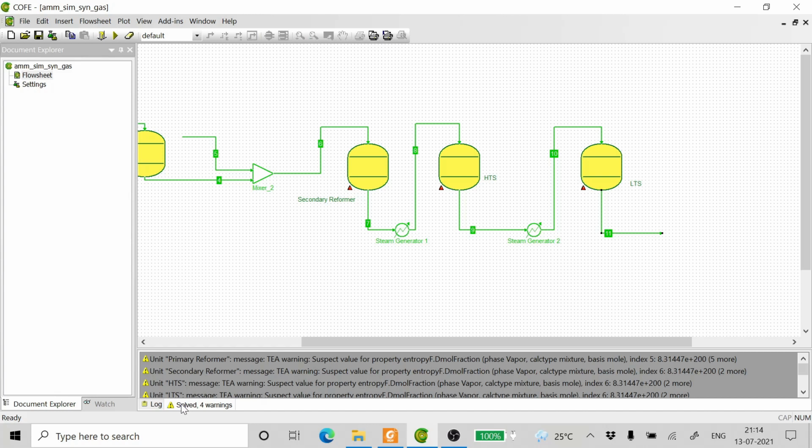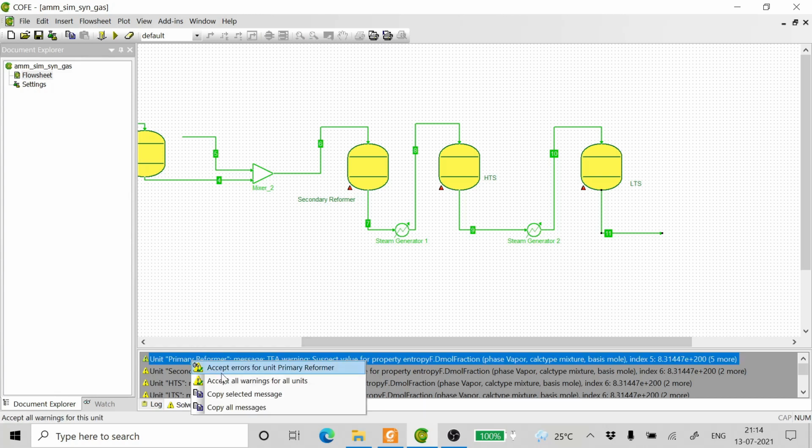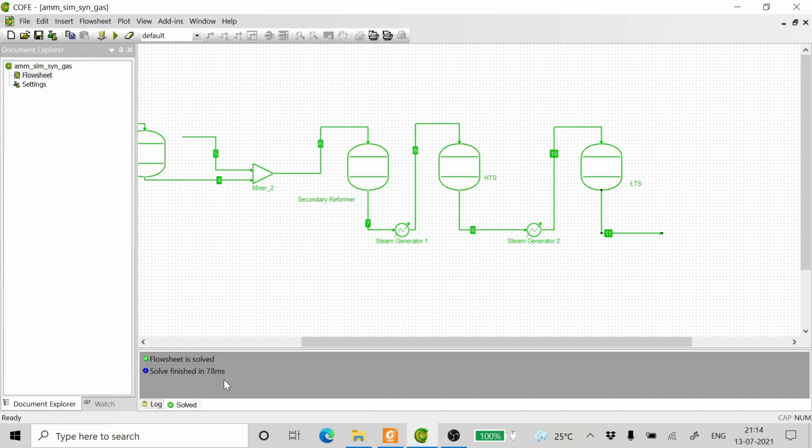Now let's go to the warnings. Let's accept all the warnings. So here we are done with the simulation.